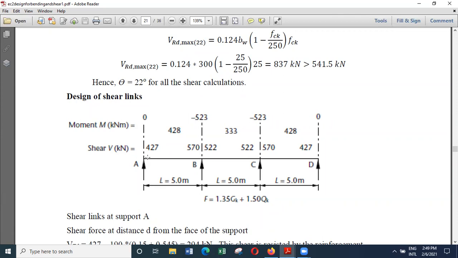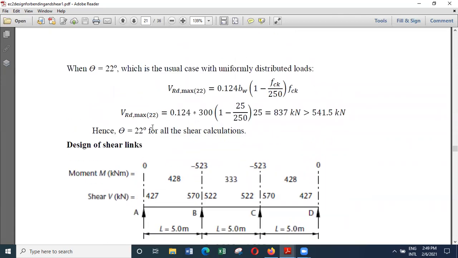First we start by using the angle theta as 22 degrees. If the angle theta is 22 degrees, then it is given by this equation, 0.124 times b_w. If the angle is 45 degrees, it's given by 1.8 times b_w, and the rest is the same. So with this, you can see the section can carry 837 kilonewtons.